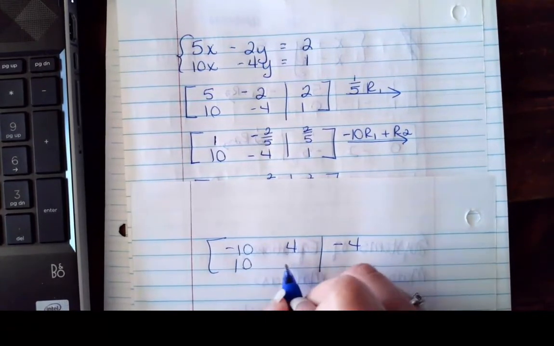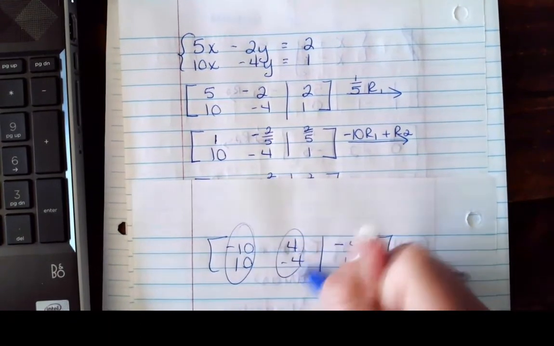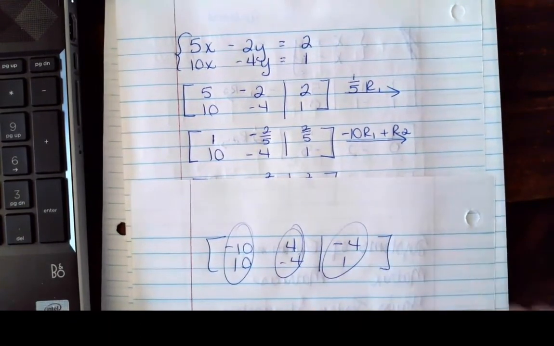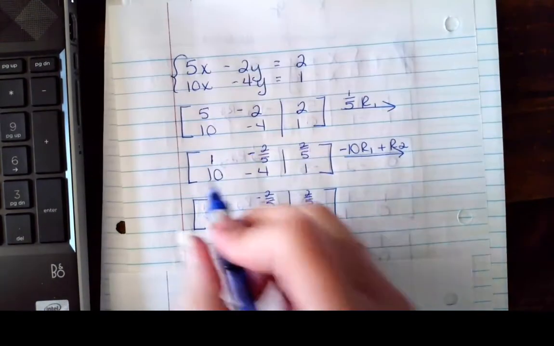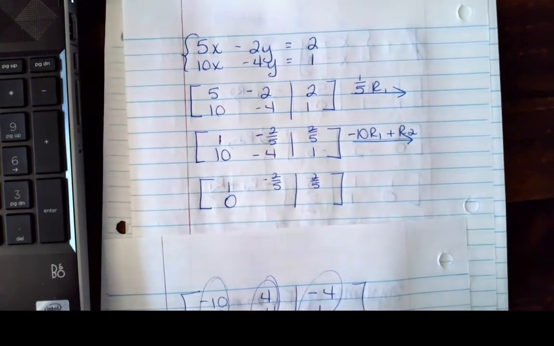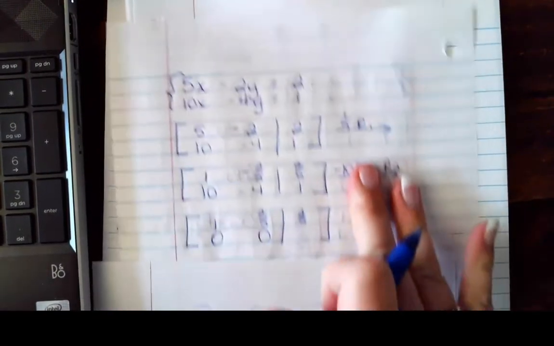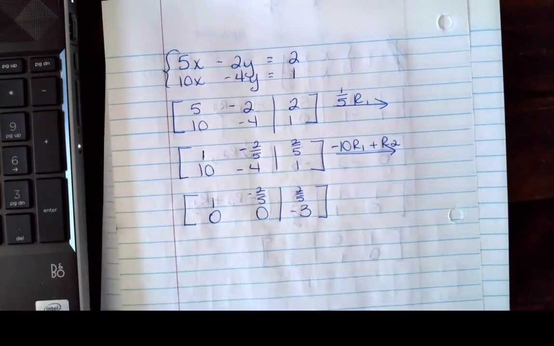And then my bottom row is what I'm adding and subtracting with. So I'm going to add these, add these, add these. Okay? So what do I have? Negative 10 plus 10 is 0. And my answer goes in row 2. 4 and negative 4 is 0. And my answer goes in row 2. Negative 4 and 1 is negative 3. And my answer goes in row 2.